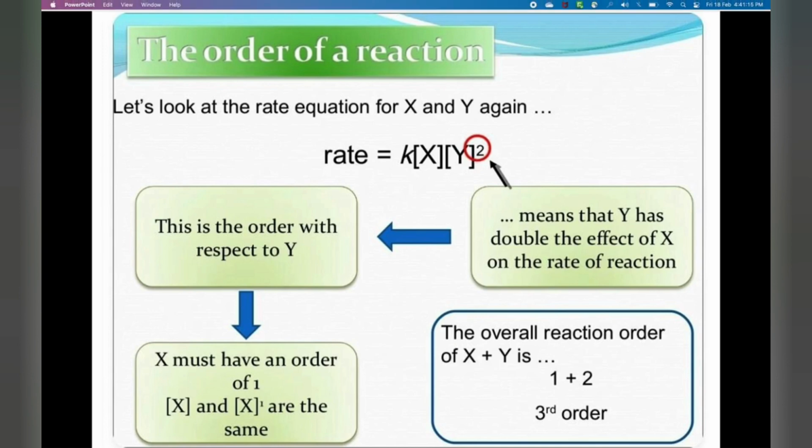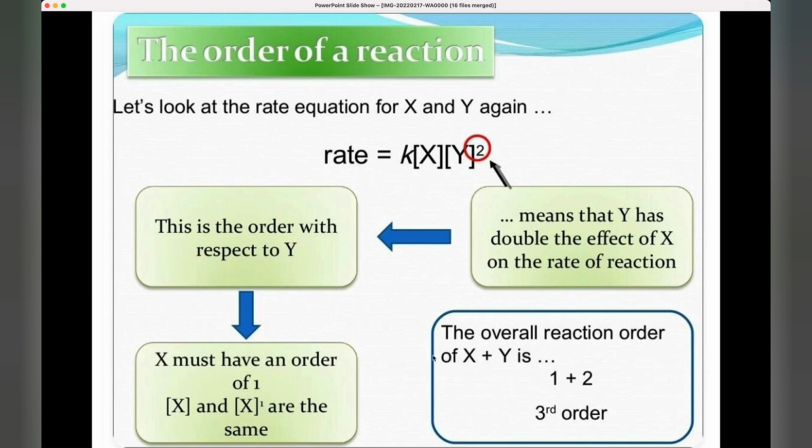Again, you just look at the rate equation of x and y. Here we can see that rate is equal to the rate constant times x times y, with y doubled. We can understand from this that the y factor has doubled the effect of x on the rate of the reaction. So this is the order with respect to y, but x must have an order of 1. So x and x^1, these are both the same.